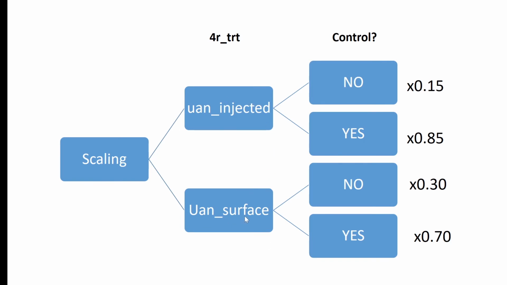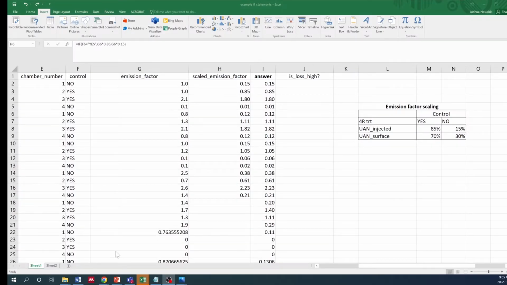Then once we figure that out, we nest another if statement that is going to tell us, are we in a control, yes or no? Based on the answer to those 2 questions for our treatment, control, yes or no, we're going to multiply our emission factor by one of these 4 values. Let's build our if statement.